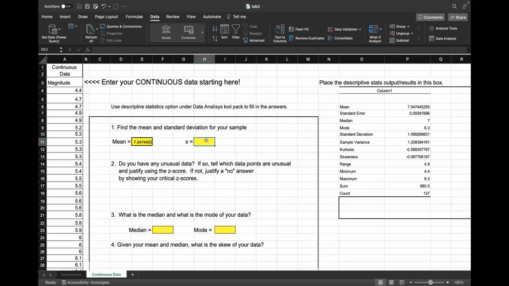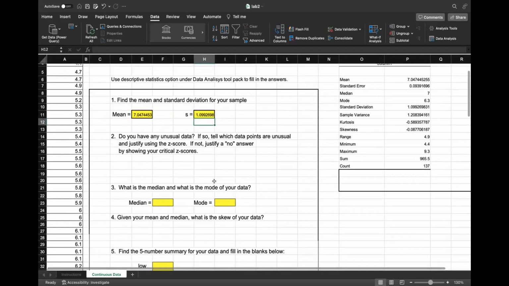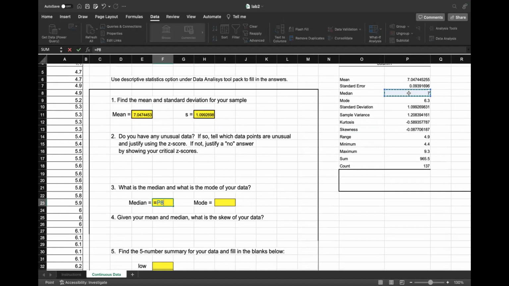So on standard deviation, I'm going to hit equals, and then I'm going to click on the box over here that is standard deviation and hit enter. We're going to talk about number 2 in a minute because I want to do the rest of it first, and then we'll come back to number 2. So now I want the median. Once again, click on the box, put in equals, and then click on the box over here that says median and hit return. Same thing with mode, click equals, click on mode right here and hit return. So I used Excel tools to put those things in there. Yes, I know you could just type them in, but the point is to learn how to use Excel.